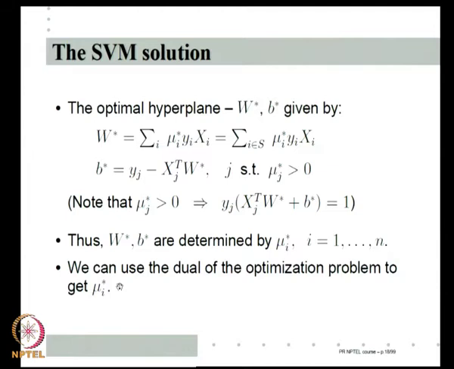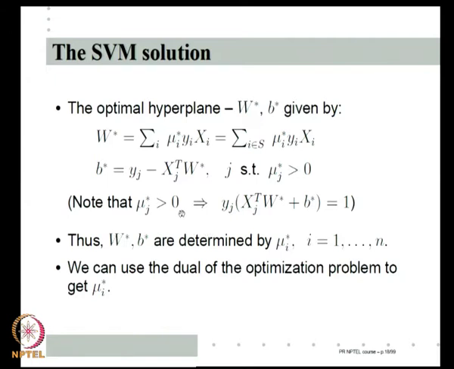So, let us sum up the SVM solution. The optimal hyperplane is defined to be one that maximizes the separation, a separating hyperplane which has the maximum separation. The optimal hyperplane is given by W star transpose x plus b is equal to 0. Then the W star and b star are given by this. W star is summation over i of mu i star y i x i, and b star, how do I know b star? From the complementary slackness.